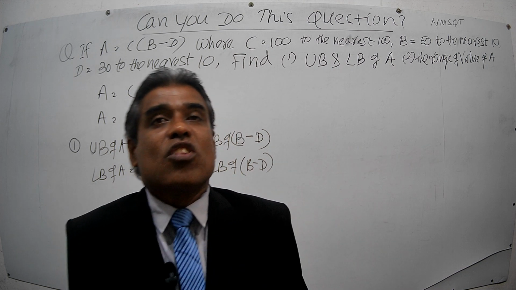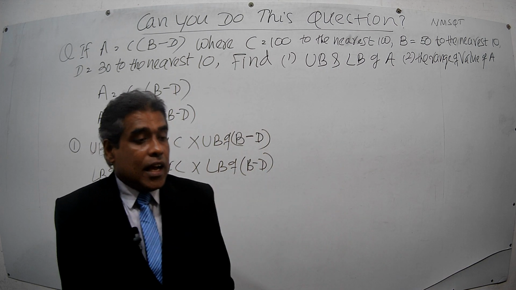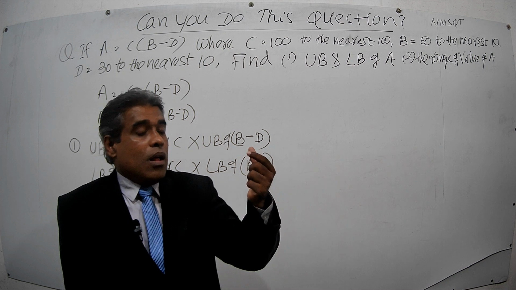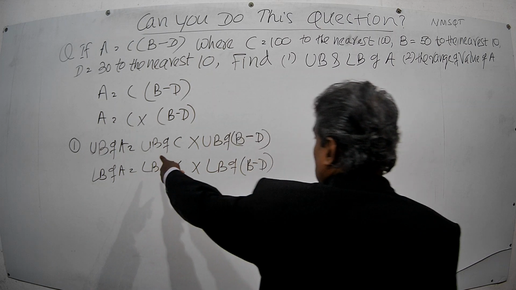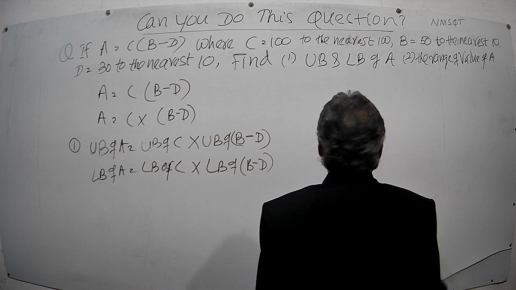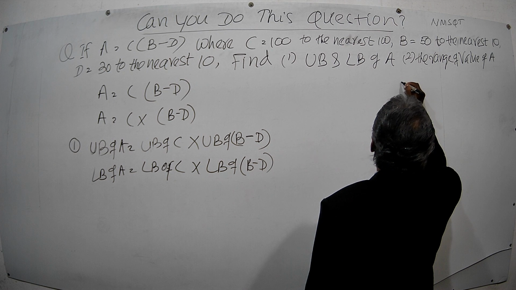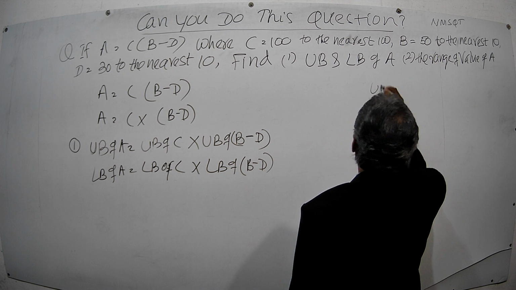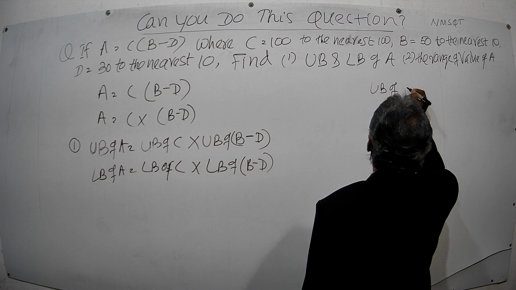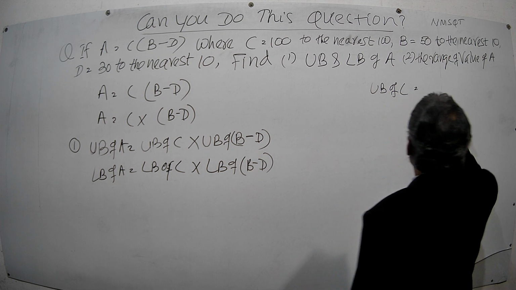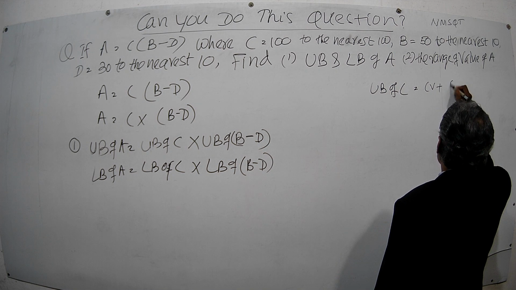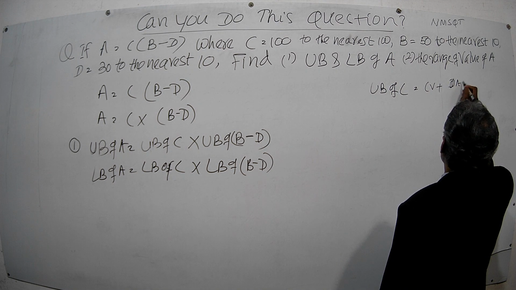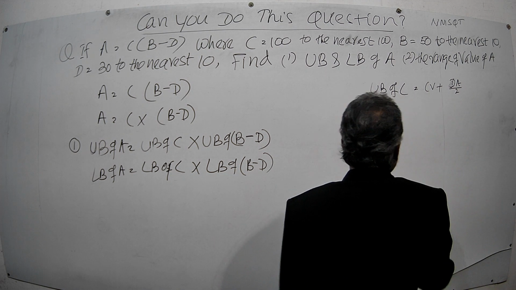Then to find the lower bound of the single corrected value, it is corrected value minus degree of accuracy over 2. Then we'll find first of all the upper bound and lower bound of C. The upper bound of C equals corrected value plus degree of accuracy over 2. Right.